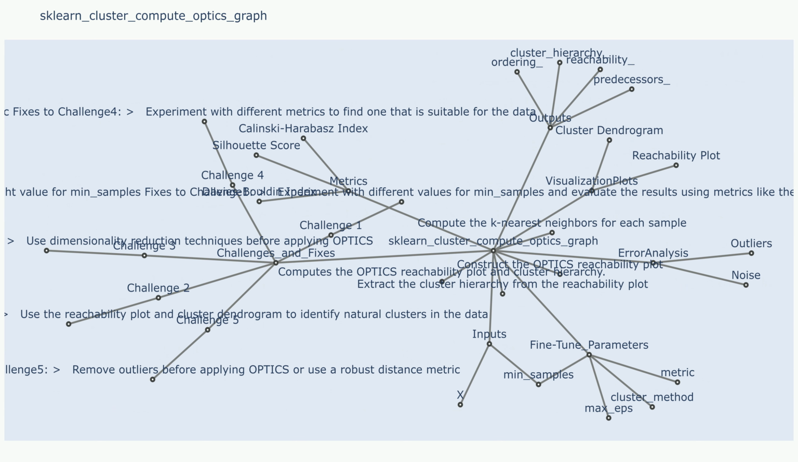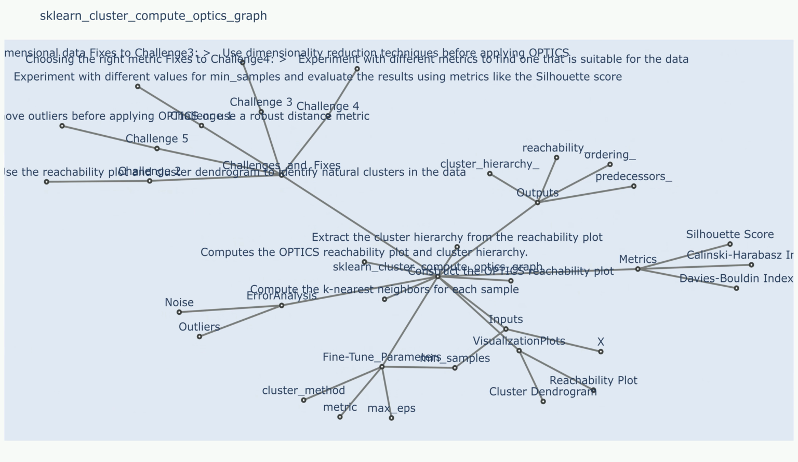Outputs. Reachability plot. A 2D NumPy array representing the reachability plot. Each row corresponds to a data point, and each column represents the reachability distance to the corresponding data point. The reachability plot provides insights into the cluster structure and density of the data.